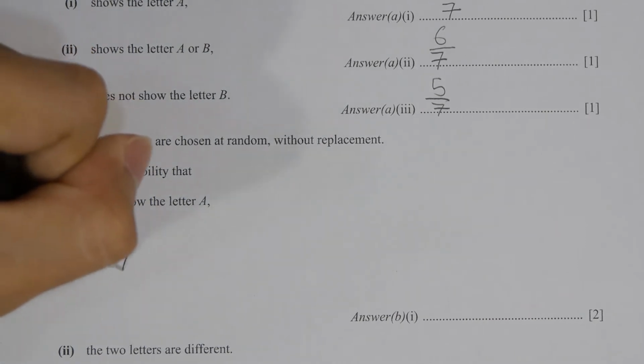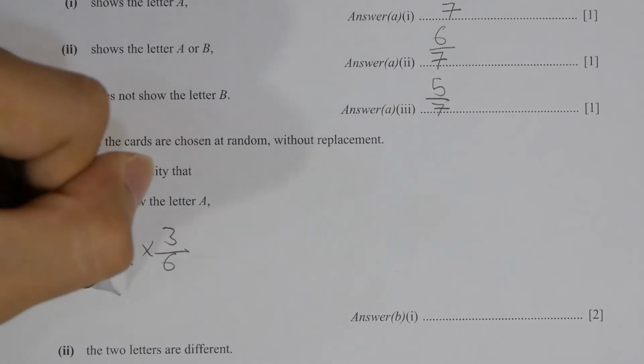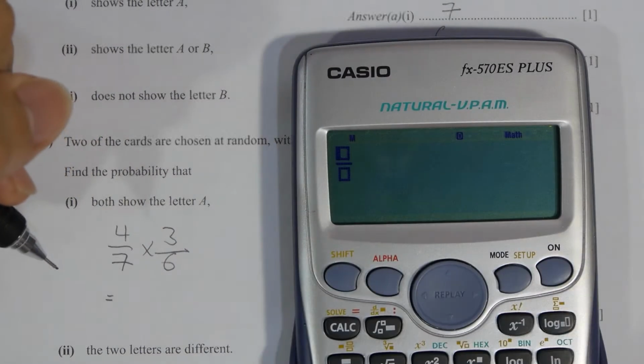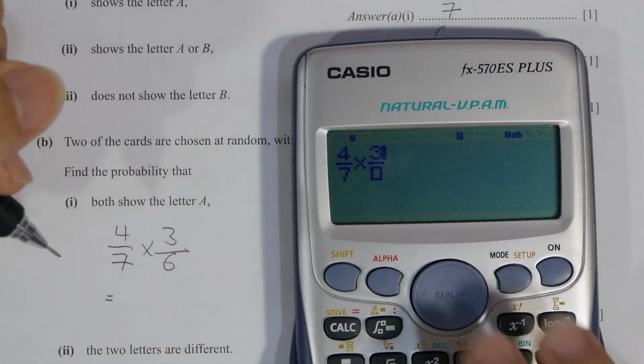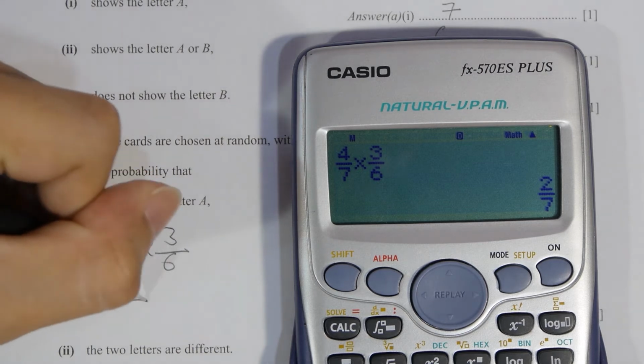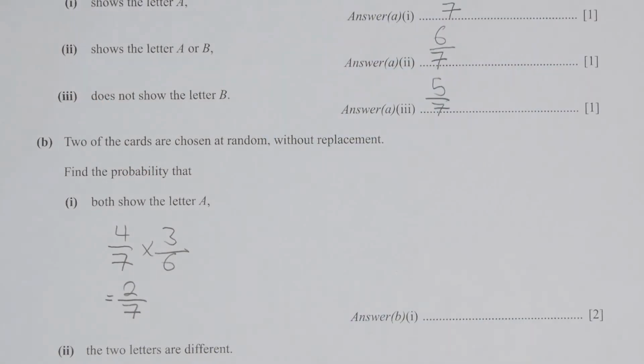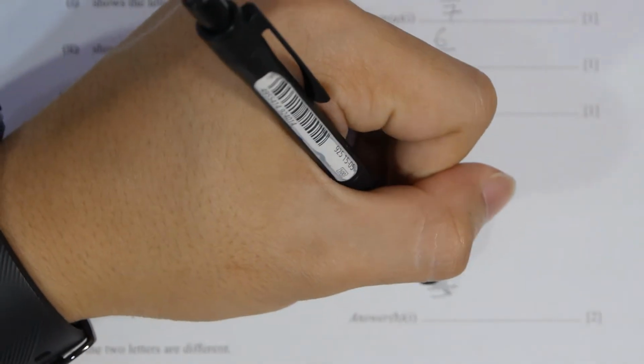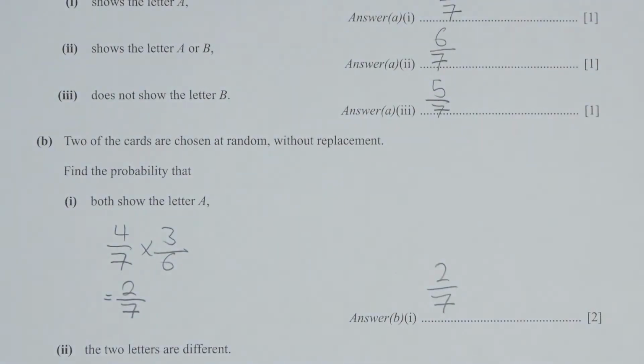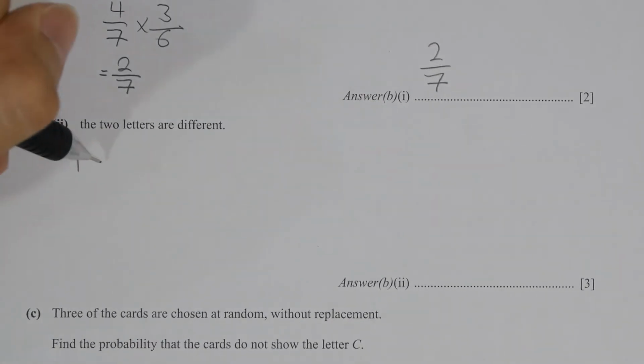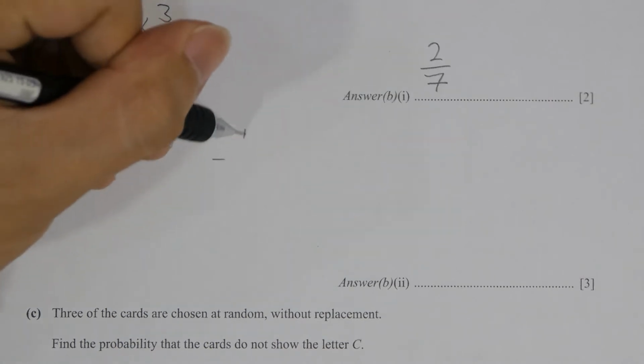Question B, the keyword here is without replacement. Both show the letter A, so 4 over 7 times 3 over 6, because after you took one out, you didn't replace it back. So the answer will be 2 over 7. For part 2, the 2 letters are different. So just take 1 minus P(AA), and the result will be 2 over 3.